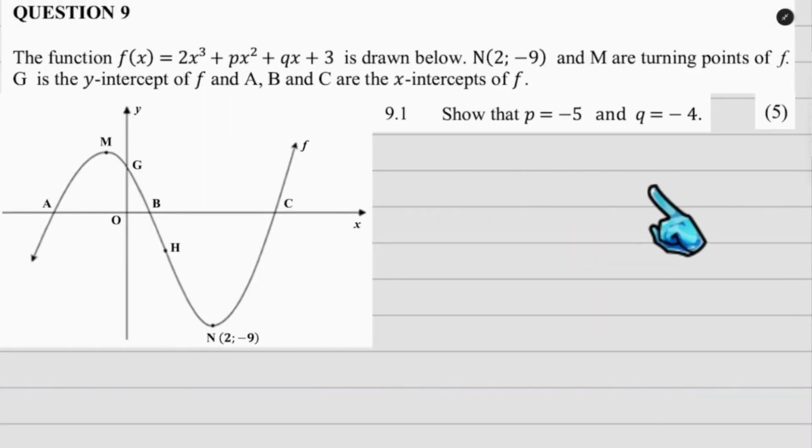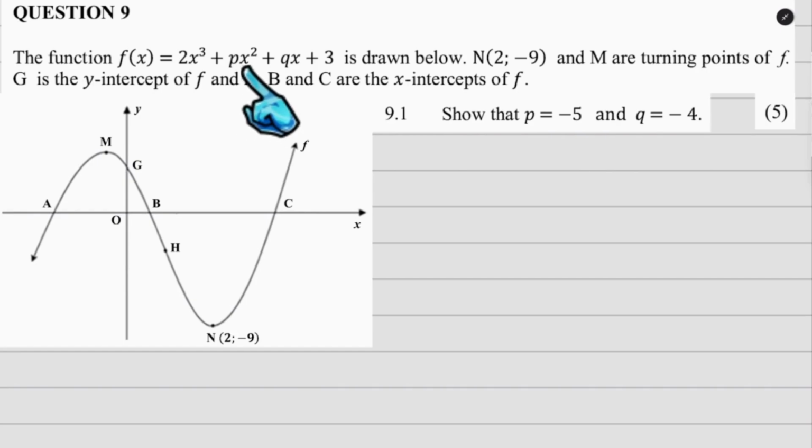Okay, question 9. We've been given a cubic function x cubed, and we can see by the shape of the graph, this is a cubic function. We are only given a turning point and nothing else really on this graph. So with very limited information, we've got to show that p is -5 and q is -4.